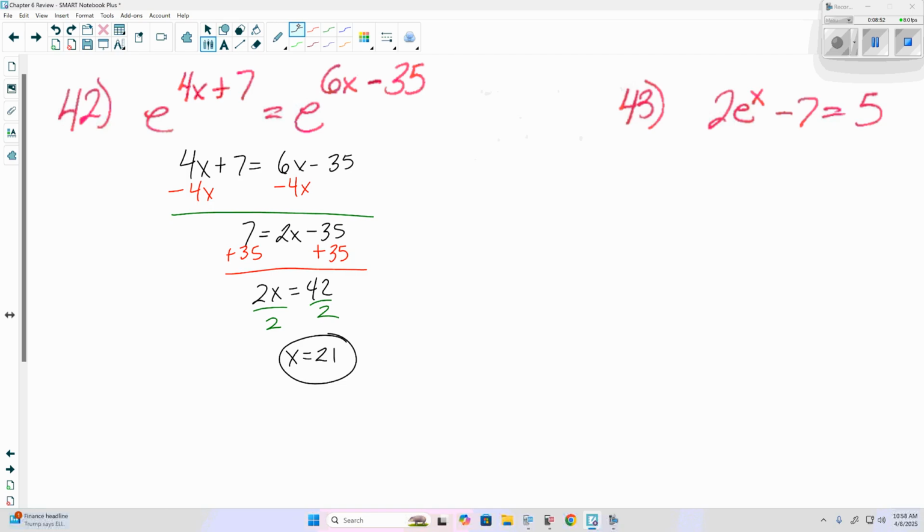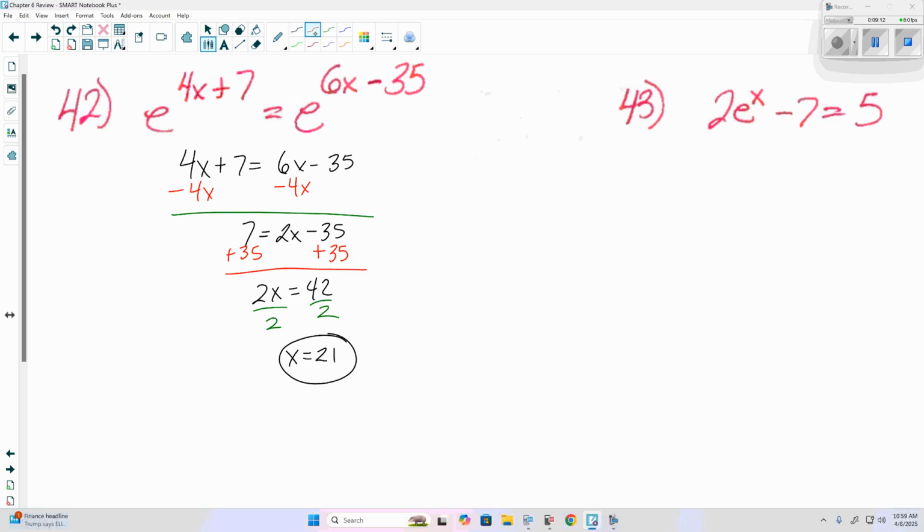There's no way to get the bases to be the same, mainly because e is an irrational number. We don't have any other e's. There's no way for us to do that. So what we're going to do is solve with unlike bases. We need to get one term on either side. We need to get e to the x by itself equals a number.